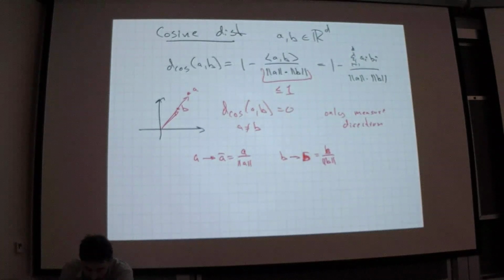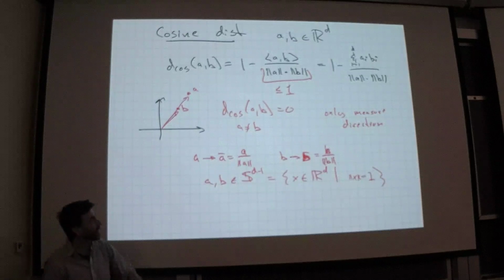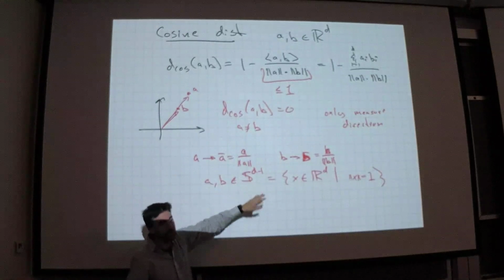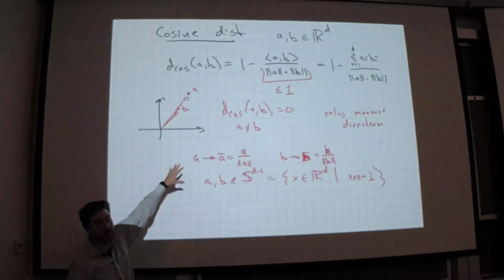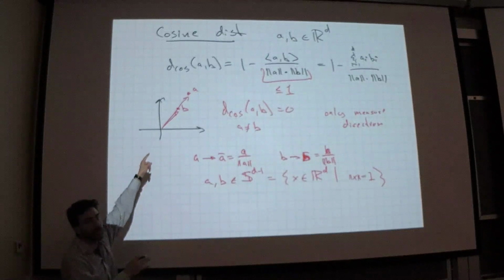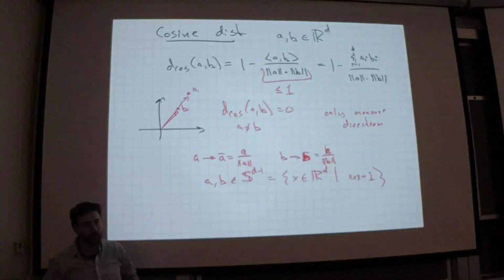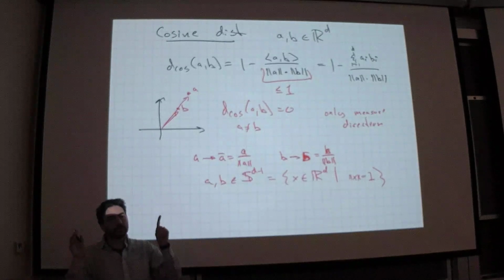So you can write this if I say instead that A and B are on S^(D-1). This is the set of all points x in R^D, vectors in R^D, such that the norm of x is equal to 1. If I define my domain to be this S^(D-1), the (D-1)-dimensional sphere which sits in D dimensions, then I'm going to satisfy the 0 property. They're only going to be at distance 0 if they're the same, because I've taken all the vectors and normalized them. I've not changed their direction. So this cosine distance is the most common way to measure the distance between these.